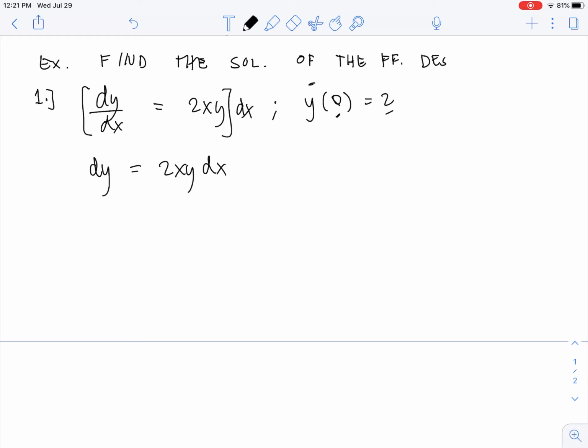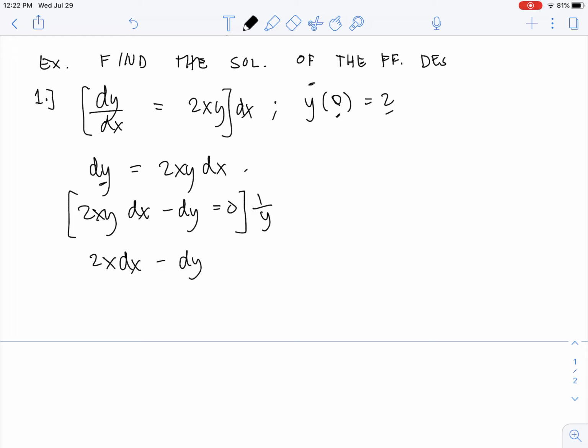Then we transpose it to the other side, so it becomes 2xy dx minus dy is equal to 0. So this is now in equation number 2. Next thing to do is separate the variables. This y here must be moved to the other term. So to do that, we must multiply both sides of the equation by the reciprocal of y, which is 1 over y. So this now becomes 2x dx minus dy over y is equal to 0.